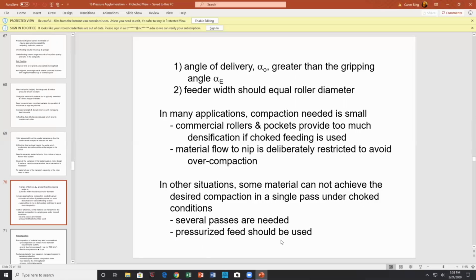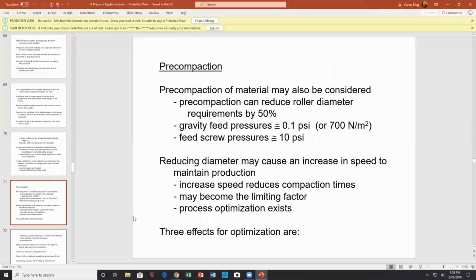Pressurized feed should be used. Pre-compaction may also be considered, and can reduce roller diameter by 50%. You look at gravity feed pressure versus screw feed pressures, and they're 100 times greater. Reducing diameter can cause an increase in speed to maintain production. Increased speed reduces compaction time, which may become the limiting factor.